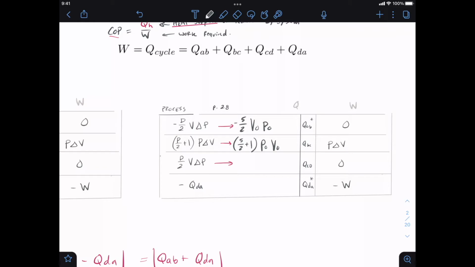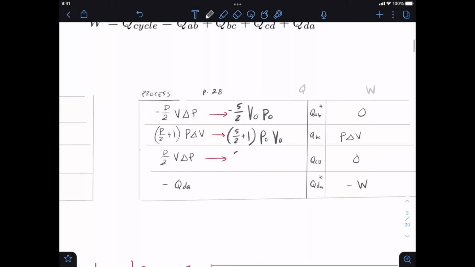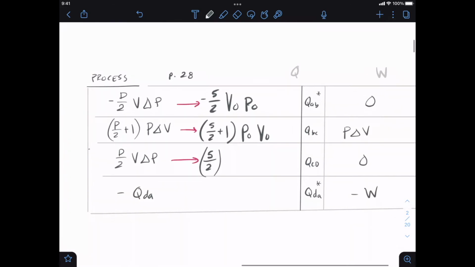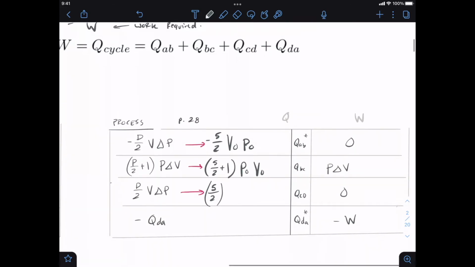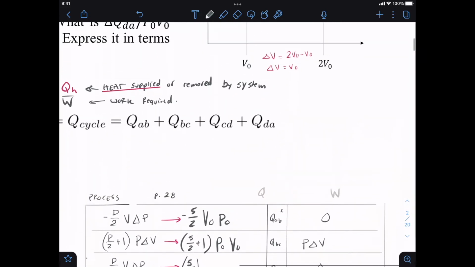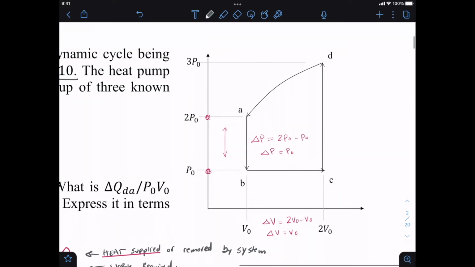All right, now for this one. Plugging in for D, so 5 over 2 because we have a diatomic gas, so it's just the constant that we're using. Then we know that we have V naught, or maybe we don't actually. Sorry. From C to D, what's going on here? Oh no, we don't. So what is our volume? We have 2 V naught at C and D, so this is our volume the whole time.